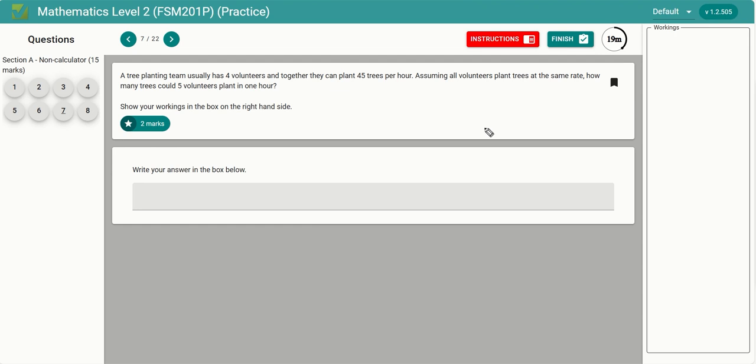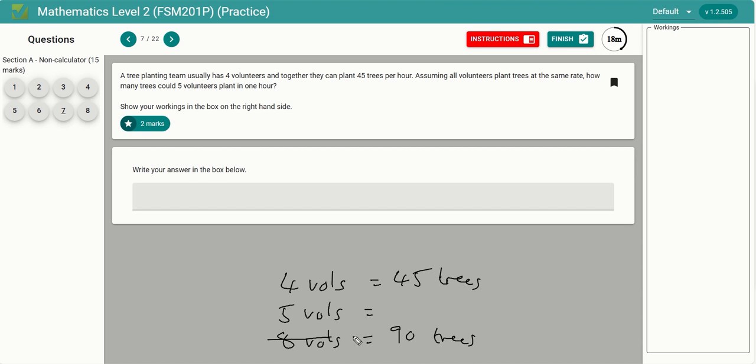Question 7. A tree planting team usually has 4 volunteers, and together they can plant 45 trees per hour. So 4 volunteers, I'll just put 4 vols, equals 45 trees. Now we want to work out 5 volunteers. How many trees will they do in an hour? Okay, this is quite challenging. If it was 8 volunteers, well, that would be quite easy. It's double the number of volunteers, so it'd be double the number of trees. But unfortunately, this isn't what the question's asking.